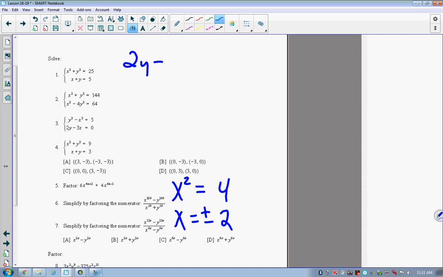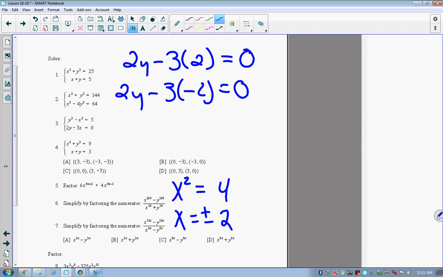So I got 2y minus 3 times 2 equals 0, right? And I have 2y minus 3 times negative 2 equals 0. Okay, we're going to solve for each of those y's. What's negative 3 times 2? Negative 6. So I have 2y minus 6 equals 0. Add 6 to the other side, right? So I have 2y equals 6. 6 divided by 2 is 3. So if I have positive 2, I have a positive 3, correct?